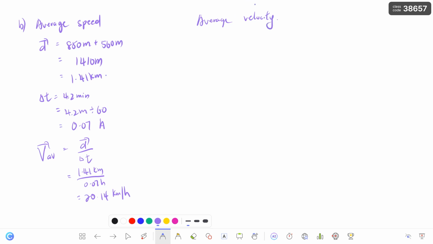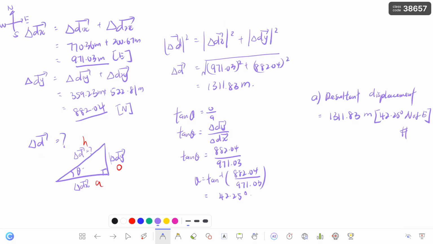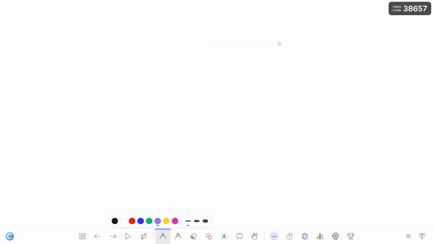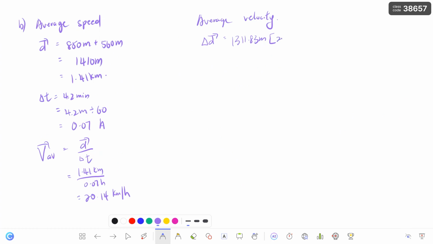And then we try to find the average velocity. Velocity is a vector quantity, so you need to find the displacement. The displacement is what we got just now, so we take this value: 1311.83 meter, 42.25 degree north of east. And the time taken is the same, 0.07 hour.